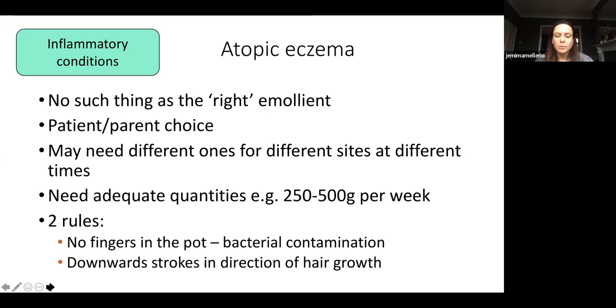The second important thing about putting emollients on is to always go downwards in strokes in the direction of the hair growth. If you go round and round in circles, you can clog up the hair follicles, and that can also lead to an infection.